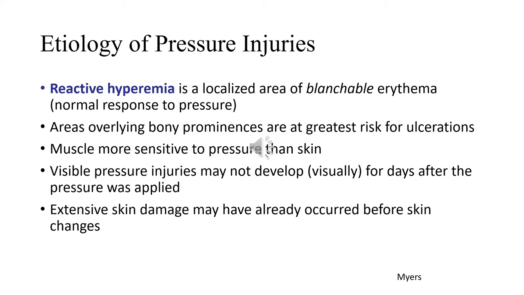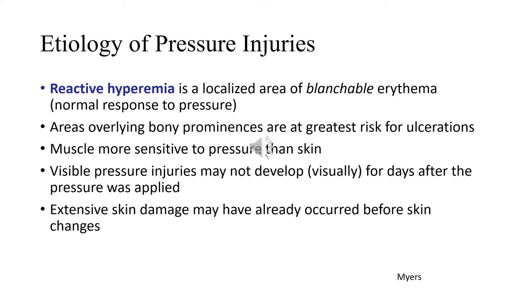When considering the diagnosis of a pressure injury, and we see a reddened area on a patient's skin who's been immobile, we have to remember to differentiate what's normal and what's not normal. So if you and I sat in a car for an hour and got up without moving, we might see two red splotches on our backsides. That's actually normal. That's reactive hyperemia, where the skin is blanchable and it's a normal response to pressure.